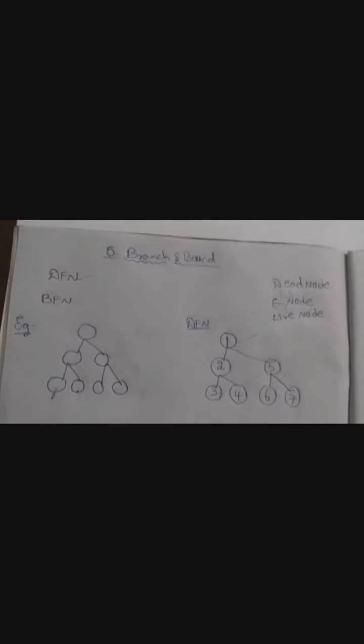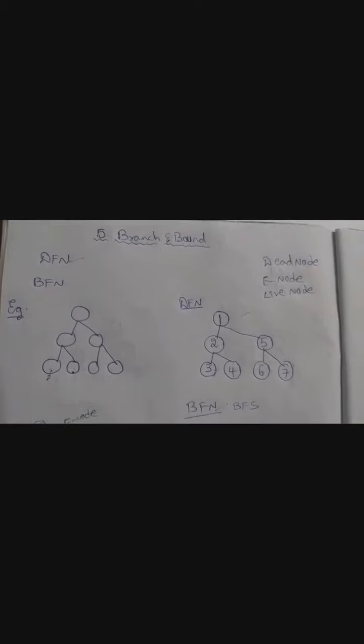Yes, that's all about the introduction part. In the introduction part of branch and bound, we have seen what a dead node, E node and live node are. Depth first node generation of a state space tree is called backtracking. Breadth first node generation of a state space tree is called branch and bound. What is breadth first node generation? We have seen these two examples. An E node remains E node until it becomes dead node.